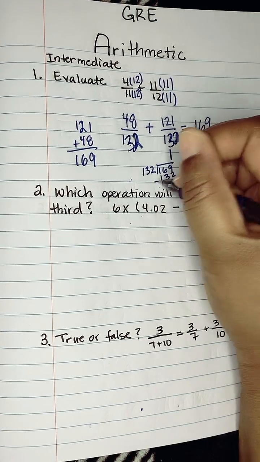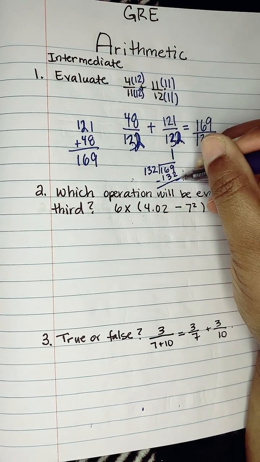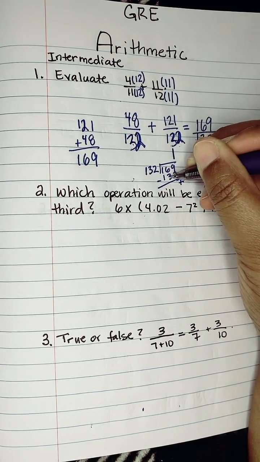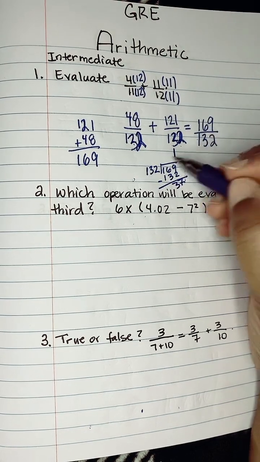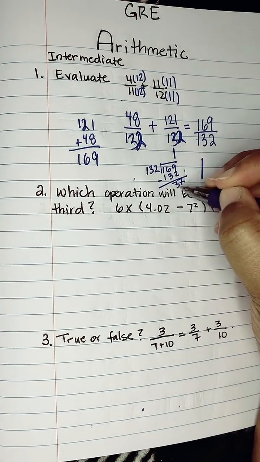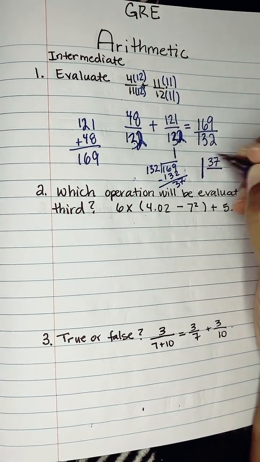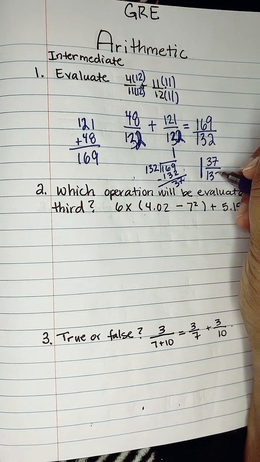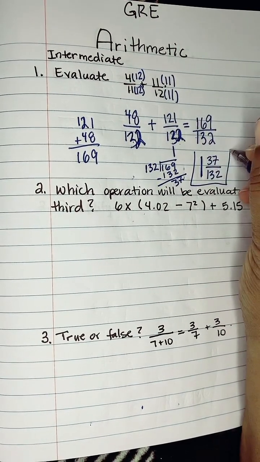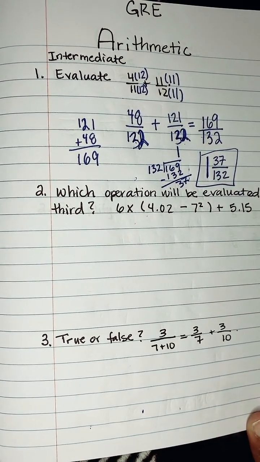And then we would subtract here. And then we would get 9 minus 2 is 7. And 6 minus 3 is 3. So remember how we write a mixed number: this is our whole. Our remainder goes as our numerator over our denominator, 132. And both of those are our answer.